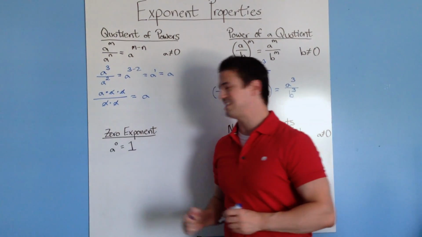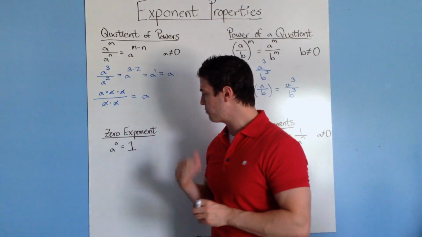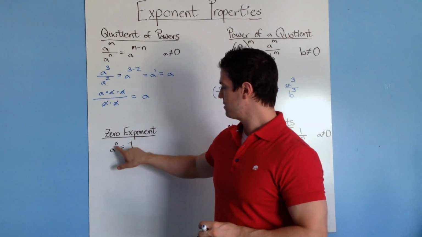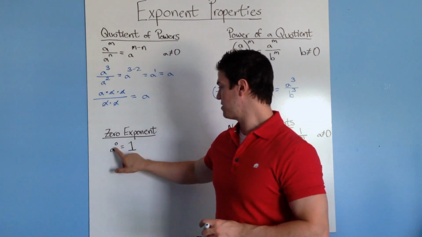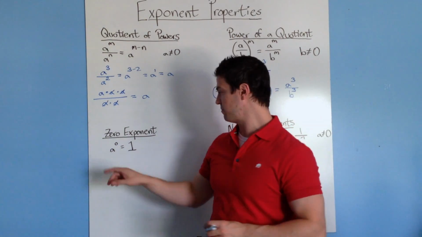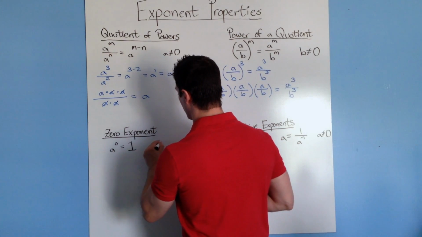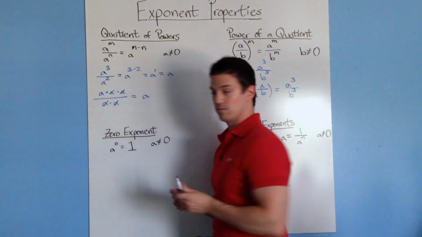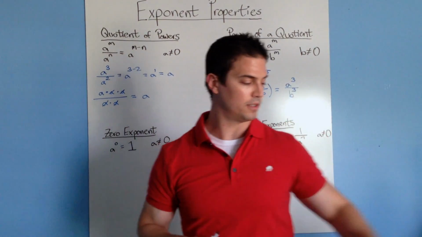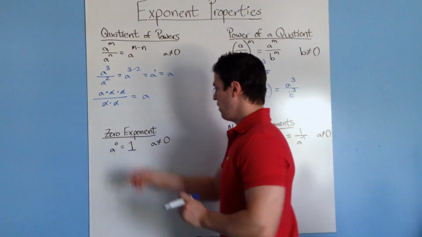Next, we're going to show zero exponents. Okay, as you might know already, a to the 0 power, any base to the 0 power, except for 0, a cannot be equal to 0. I should add that in. So a cannot be equal to 0. 0 to the 0 power is not 1. Okay, now how do we prove this?